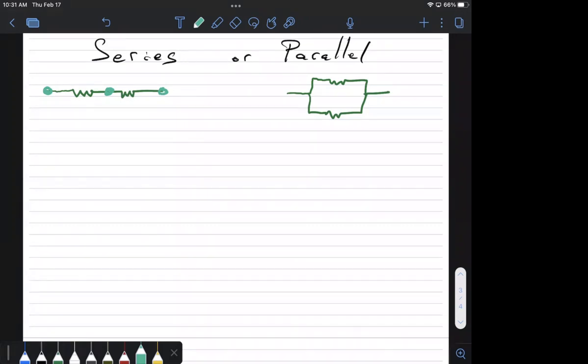And so we could do it for the parallel side too. Let's do it. Here's the left side of that resistor, the right side of that one, left side of this one, the right side of that one. Okay.